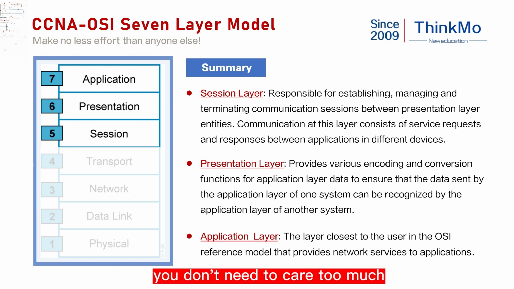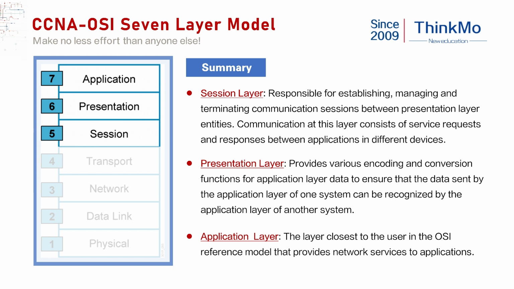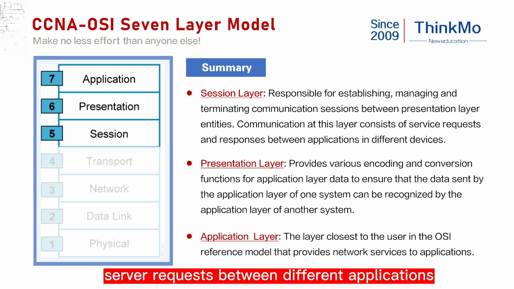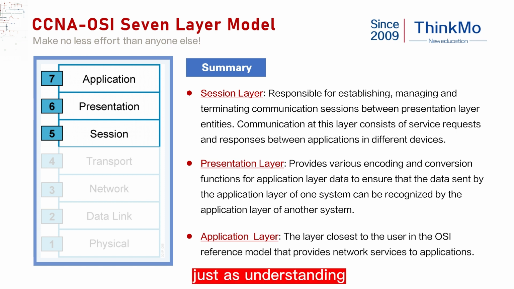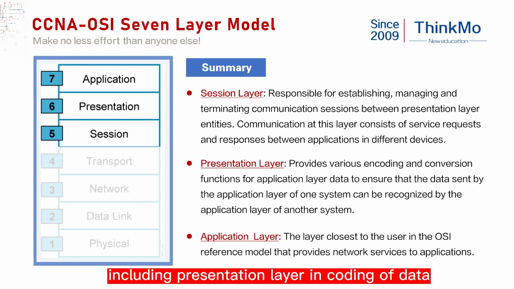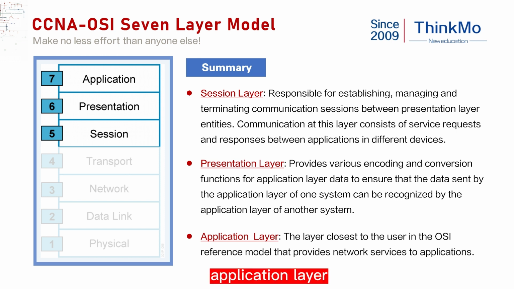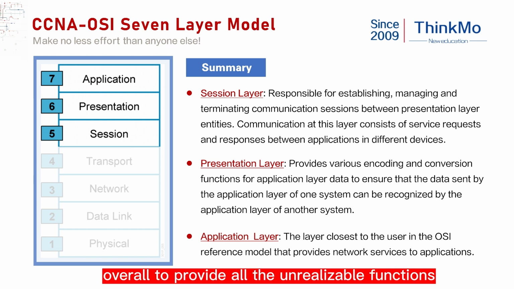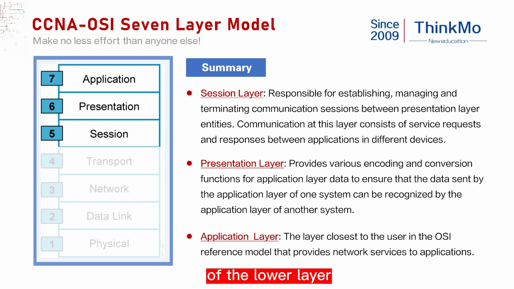You don't need to care too much. What I told you in class just now is server requests between different applications. Here's what we're talking about: respond to the concept of such a level, just as understanding. Including the presentation layer, encoding of data. The application layer is our layer closest to the user. Overall, it provides all the functions that the lower layer cannot realize.